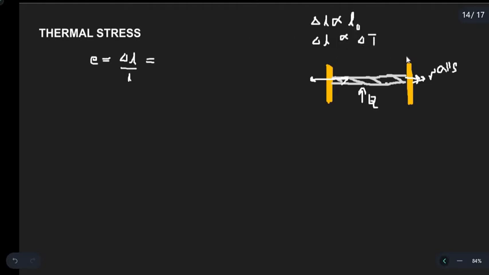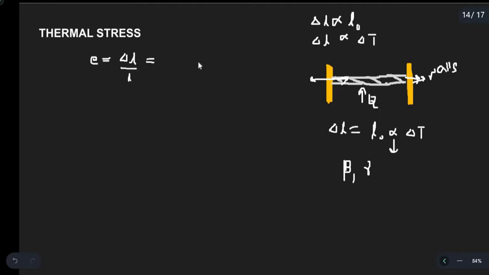To remove these two constants of proportionality, I take another term here which is a constant, and I write this as L0 alpha del T, and this alpha is called the linear coefficient of expansion or coefficient of linear expansion. Okay, similarly you will find for area you will write beta, and for volume we will write gamma.